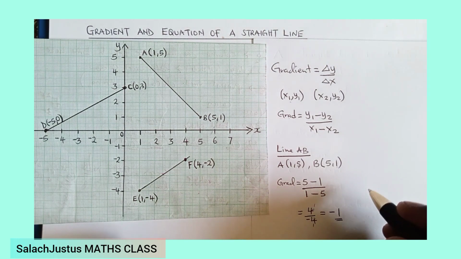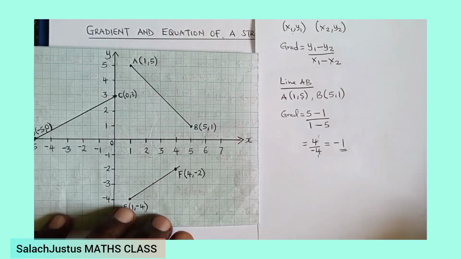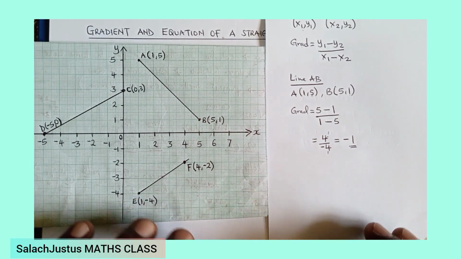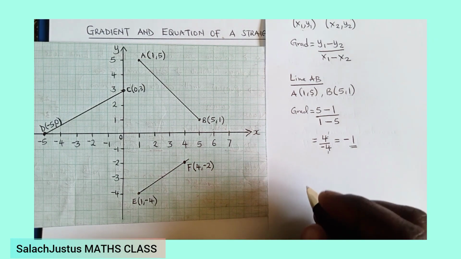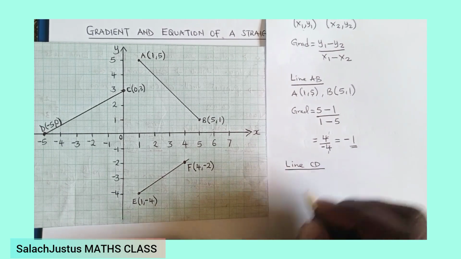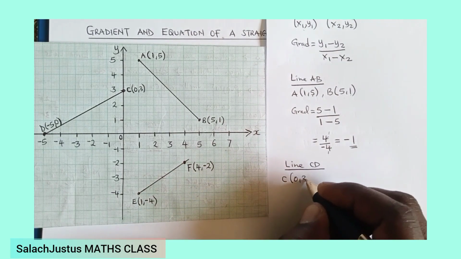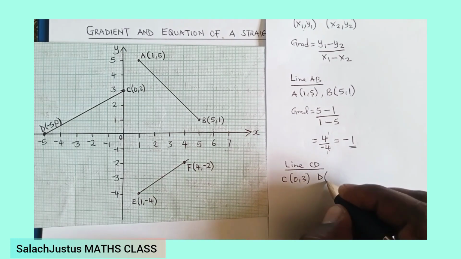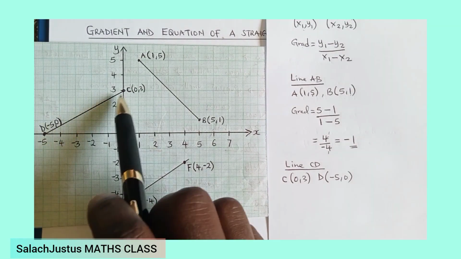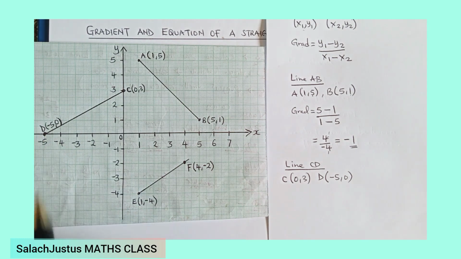Can we do together the gradient of the second line? Let's look at line CD. So let's consider line CD. Calculate that with me. What are the coordinates of C? 0, 3. What are the coordinates of D? Negative 5, 0. So the points, I'm picking them from our graph. Point C is 0, 3. Point D is negative 5, 0.